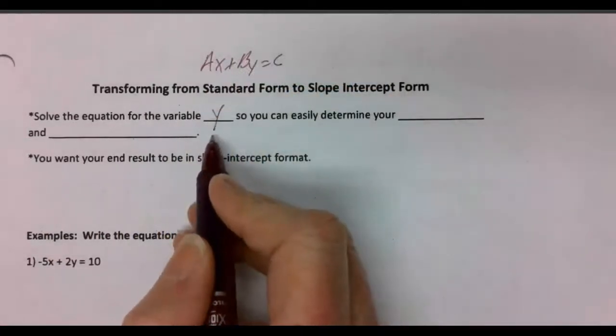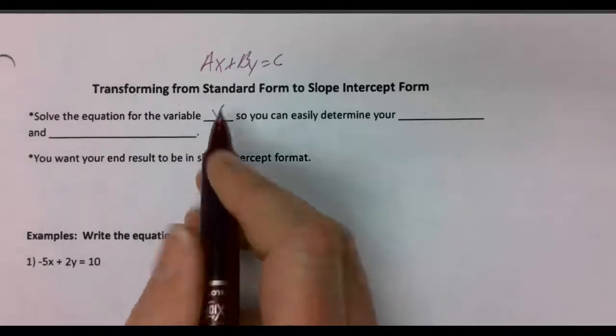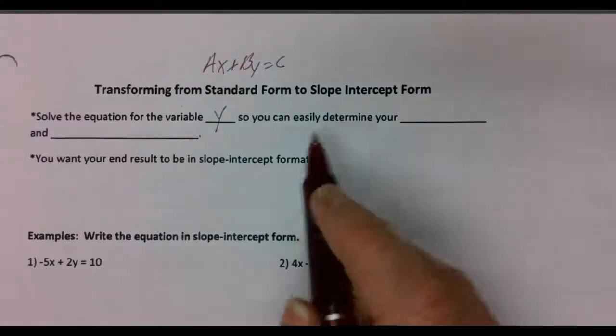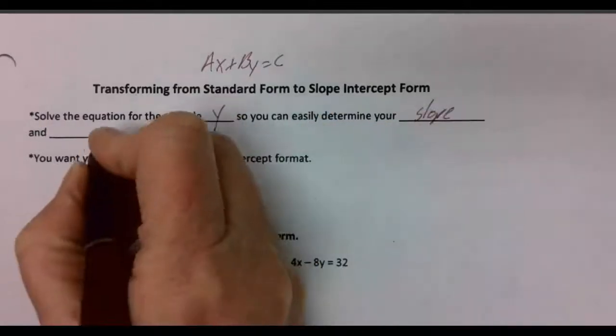Now, we did this before, but it was several units ago, and then we called it literal equations. A lot of people don't like doing that. It's where you have to solve for a specified variable. Well, the good news is this one is not so difficult. You'll see that we do the same pattern over and over. So then you can easily determine your slope and your y-intercept.